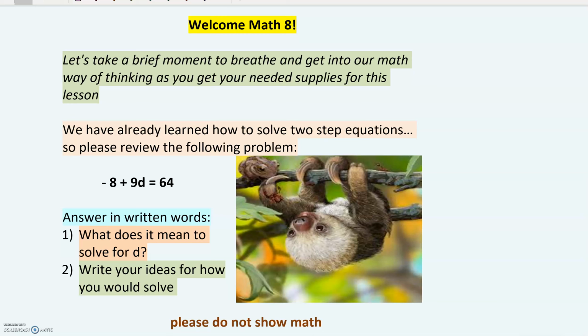We have already learned about how to solve two-step equations. So we have -8 plus 9d equals 64. What I want you to do on your paper is to pause the video and answer those two questions. What does it mean to even solve for d? And then also write your ideas for how you would solve. I don't want to see any math in your work. I just want you to write in written words what your ideas are for how you would even solve for d.